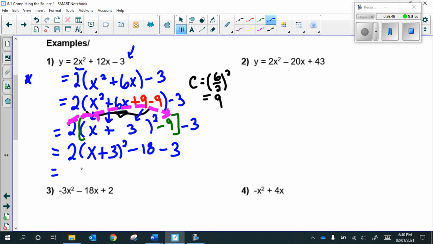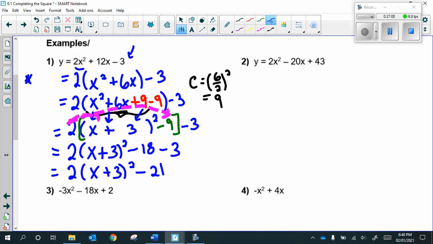And our very last step, we're just going to simplify this. Negative 18 subtract 3. If you're in the negatives 18 and you're going in the negatives 3 more, you're actually at negative 21. So our answer is 2 times x plus 3 squared minus 21. So this is a little confusing, I know. Let's just do another one here.